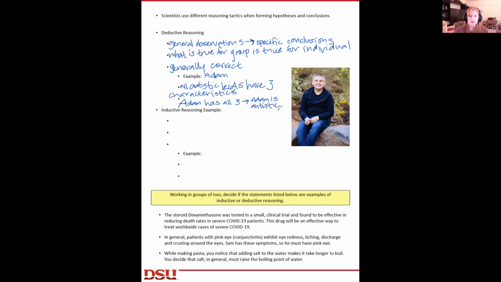Okay, that's an example of how deductive reasoning works. You take what is true for the group, for a large number of people, and apply it to a specific situation to come to a specific conclusion.